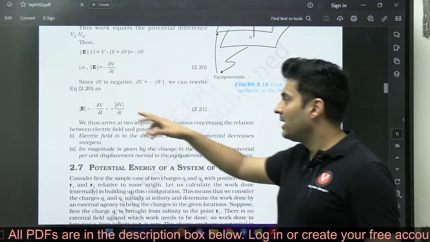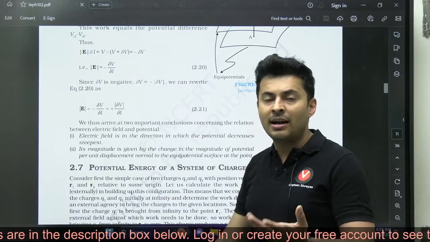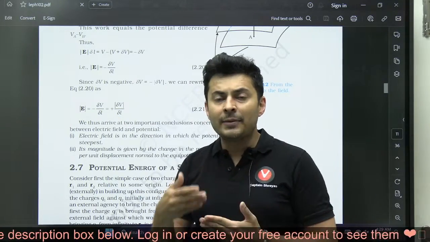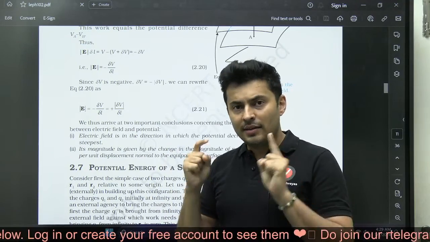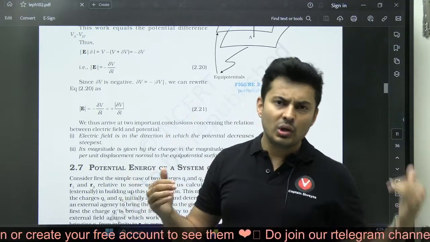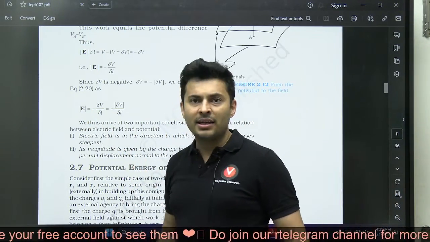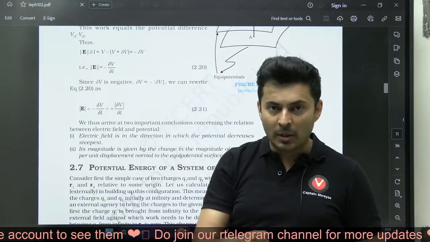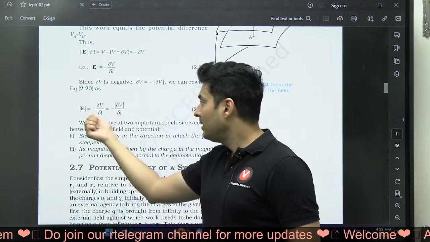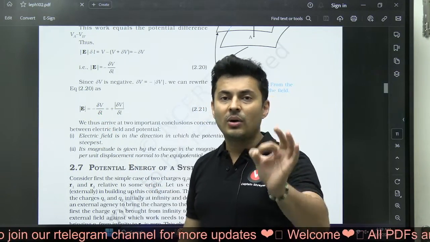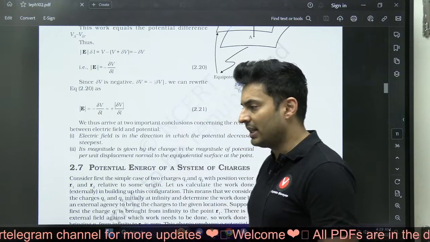Then also the relation of electric field is dV by dr. That means how quickly you change the potential decides how strong the field is, and the field always goes from high voltage to low voltage. That is why the minus sign, high to low, that means it drops. So field goes from high to low. So that's my minus dV by dl is your electric field strength.